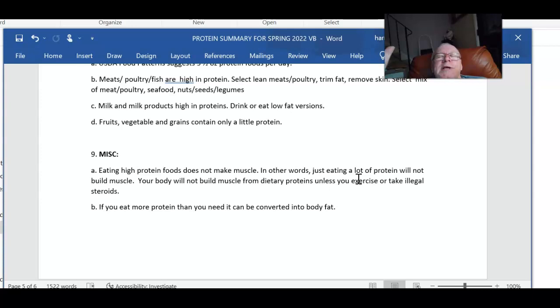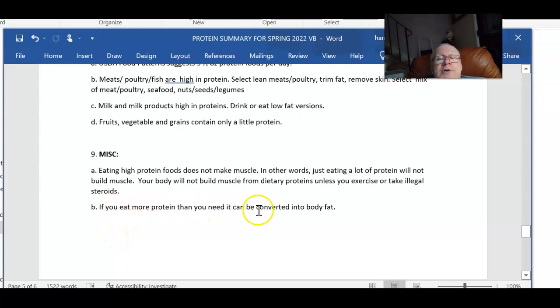But what I want you to realize is eating high-protein foods doesn't make muscle. You have to exercise. The only way that protein food that you eat will become muscle is exercising. Just eating steak after steak after steak every day is not going to make you muscular. You've got to exercise. The two go together if you want to build muscle. I put this down here just so that you know it: you can build muscle illegally by taking steroids. Some people, some bodybuilders, have gotten caught doing that.